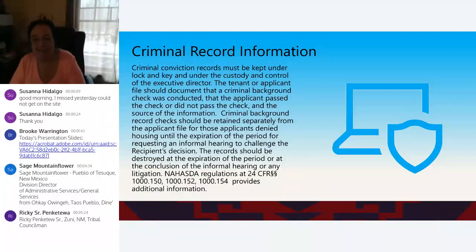The tenant or applicant file should document that the criminal background check was conducted, that the applicant passed or did not pass that check, and the source of the information. Criminal background record checks should be retained separately from the applicant file, and for those applicants denied housing, until the expiration of the period for which they have to request an informal hearing and challenge your decision. They need to be destroyed at the expiration of that period or at the conclusion of that hearing or any litigation.